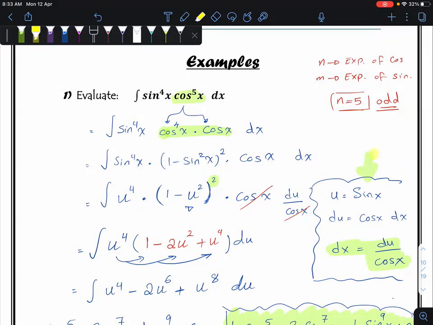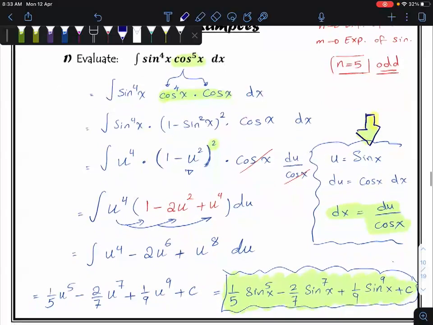This is very, very important. Let u be sine x, and du is cosine x dx, and then dx is du over cosine x. Replace every sine by u, and then integrate. So here's this question. Please revise this topic.